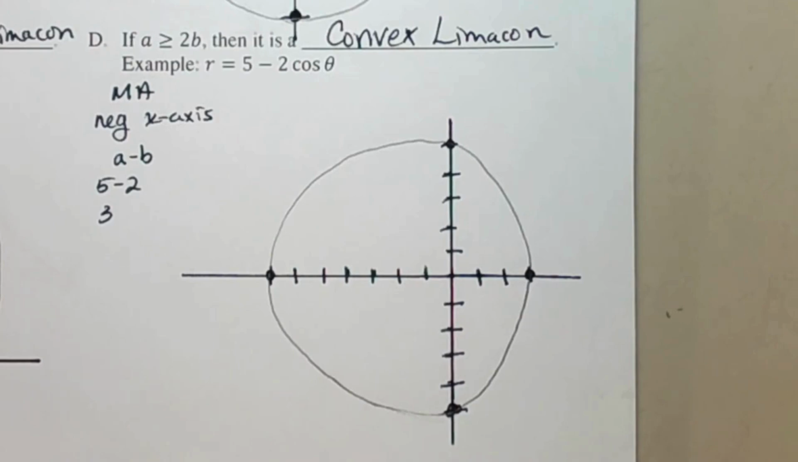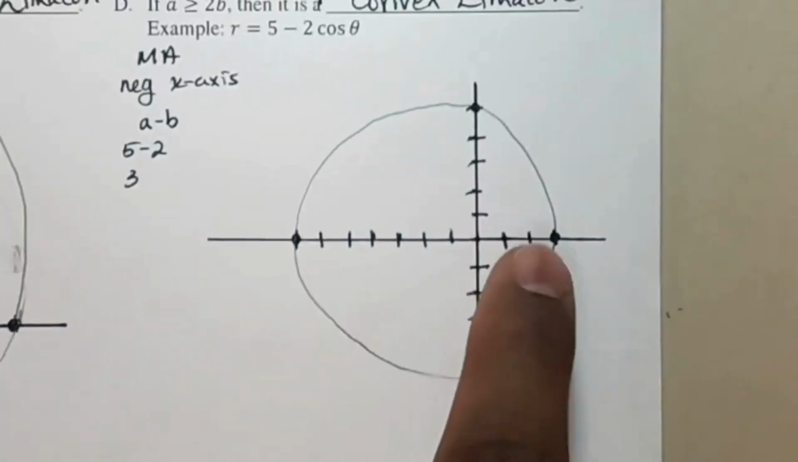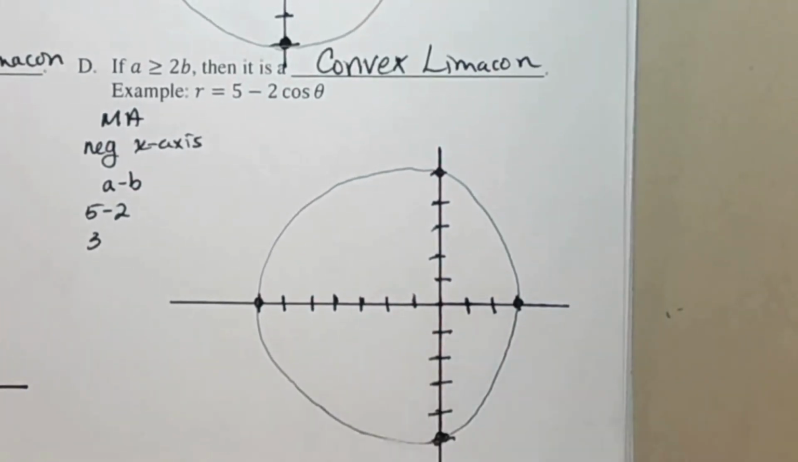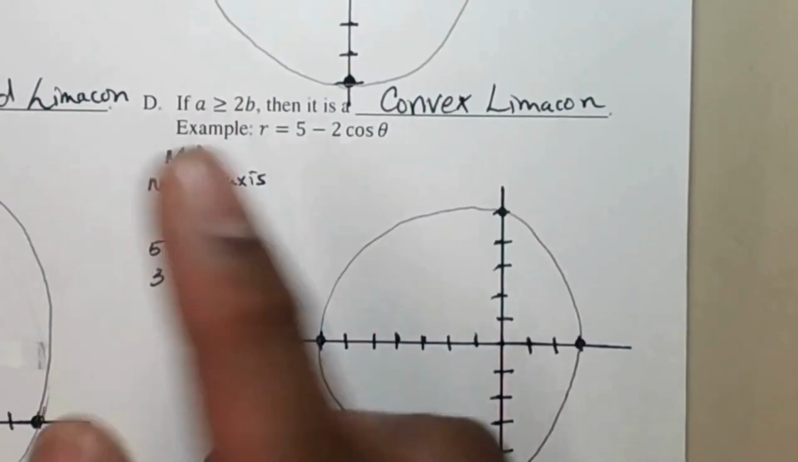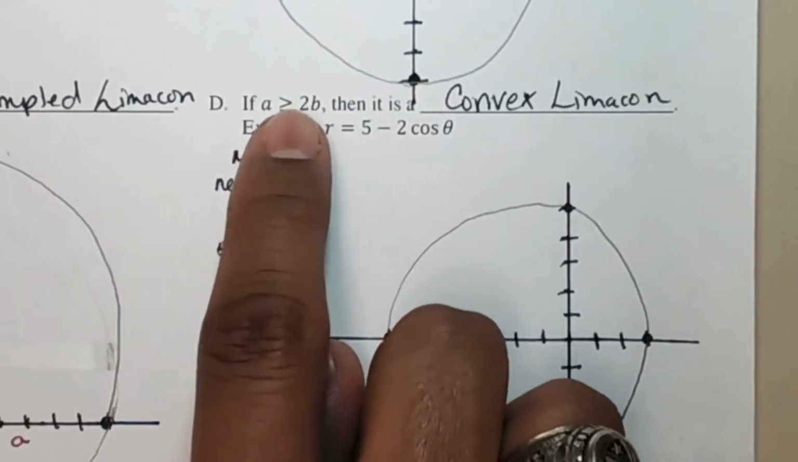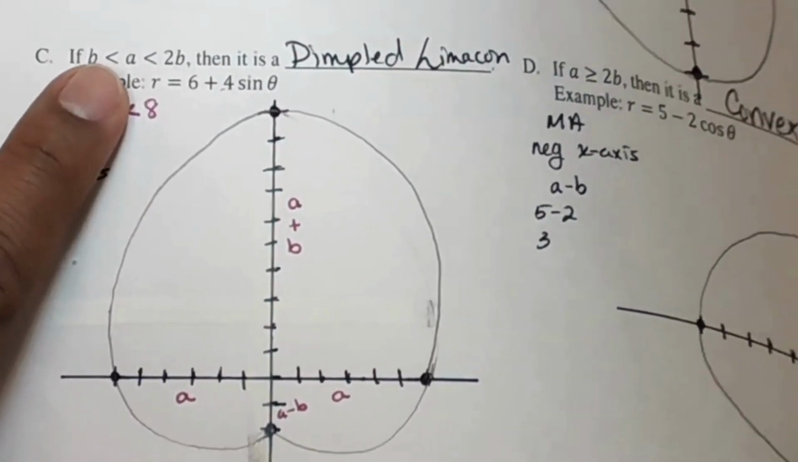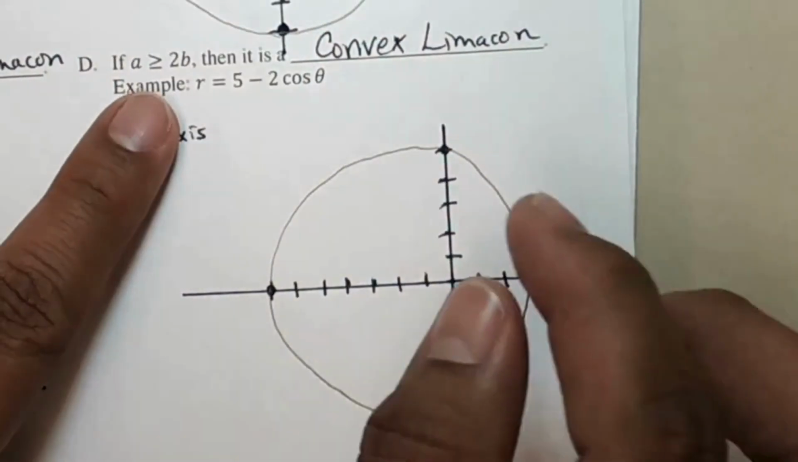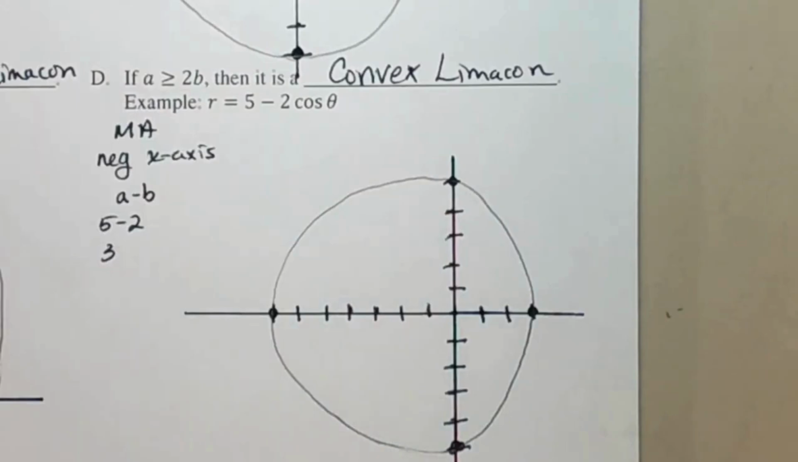So how are you supposed to tell the difference if you're supposed to dip in and make it a dimple versus making it look convex, which means that it's popping outwards? Well, you need to know the relationship between A and 2B. So is A bigger than B but less than 2 times B, or is A greater than twice B? You need to make sure you're able to distinguish those two.